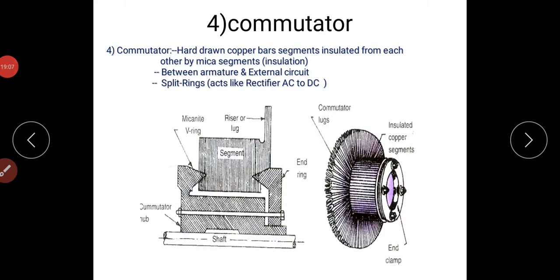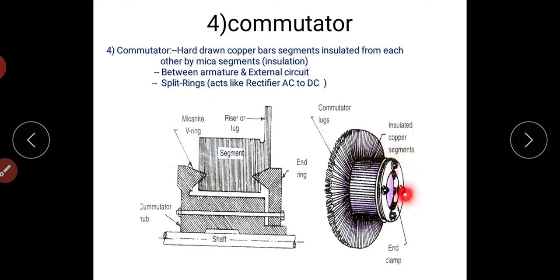Next one, commutator. This is the commutator construction. It is made up of copper bar segments, insulated from each other by mica. Each segment is separated by the mica insulating material. It provides the connection between the armature and the external circuit. It collects the current from the armature winding and supplies it to the brushes, and the brushes supply it to the external circuit.